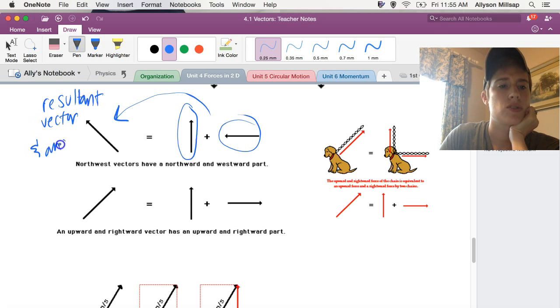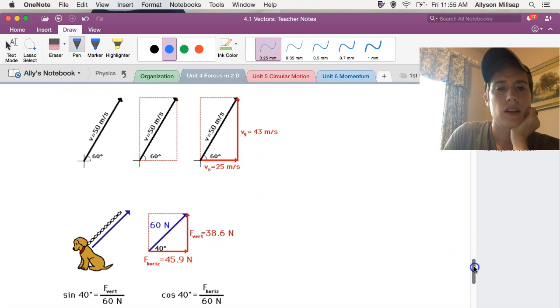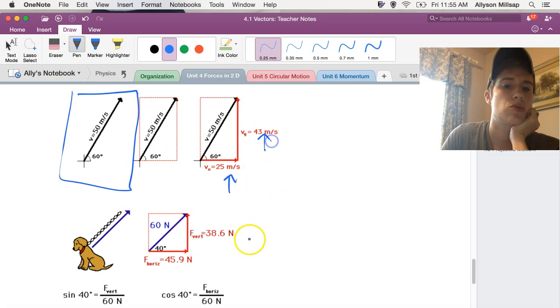And the resultant vector's angle. But I want you to be able to go backwards too. If I give you the resultant vector and the angle, I want you to be able to tell me what were the components. Okay, what were these individual forces? So, for example, if I give you this problem, you should be able to tell me the individual vectors.